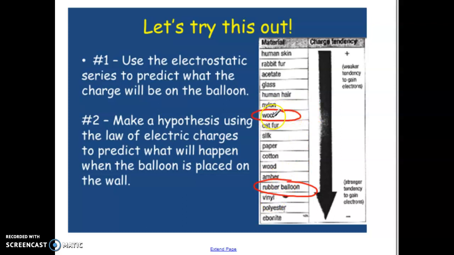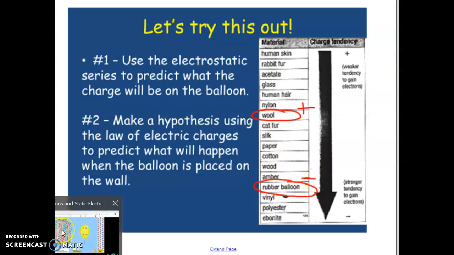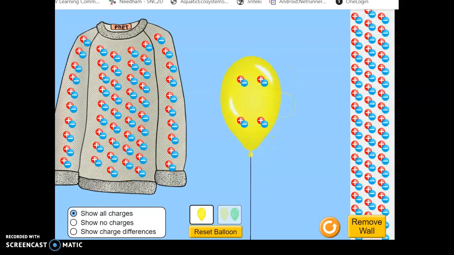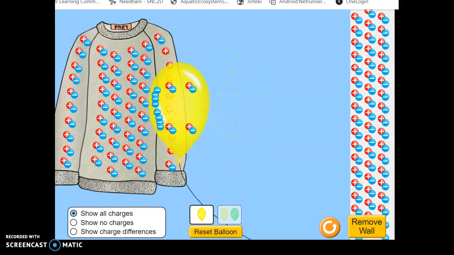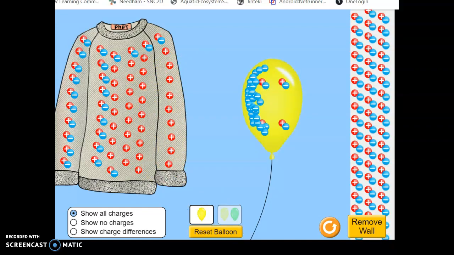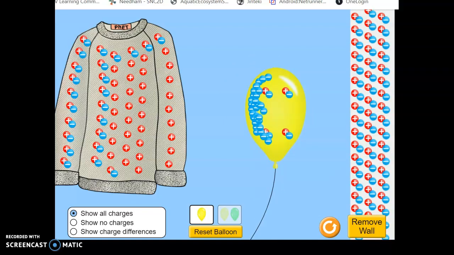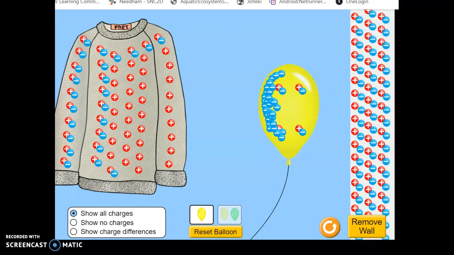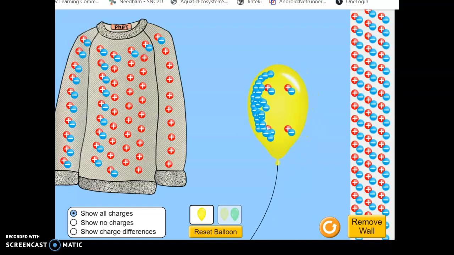So the wool sweater should lose electrons because it's higher than the rubber balloon. And the rubber balloon should gain electrons and become negative. All right, let's see if that happens. So we're going to take our rubber balloon and we're going to come close and whoa. Okay, look at what happened. The electrons went from the sweater onto my rubber balloon. So that means now my sweater is positive and my balloon is negative.